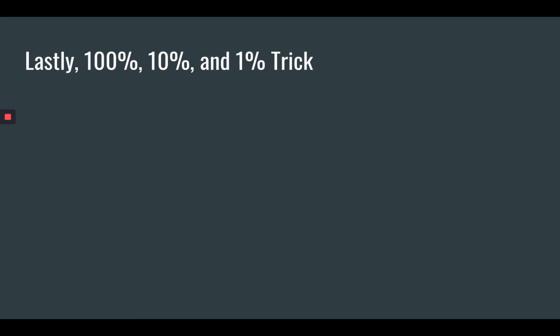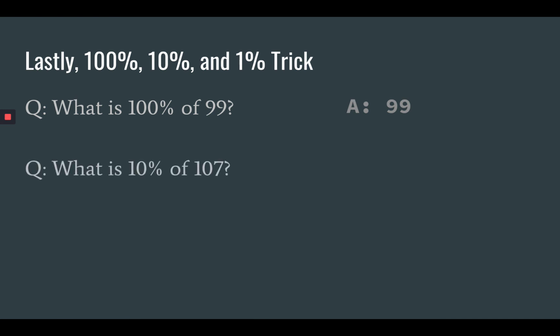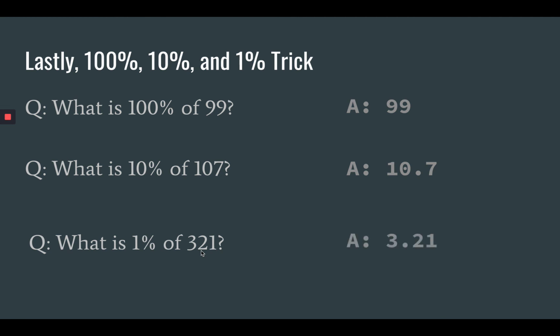And lastly, the 100%, 10%, and 1% trick. This will be the last thing on there. What is 100% of 99? 99. Hopefully this one was easy. What is 10% of 107? Remember, you just move the decimal over one place for 10%. 10.7. And what is 1% of 321? Move the decimal over twice. 3.21. That's it, guys. I expect this quiz to be a little bit tough.